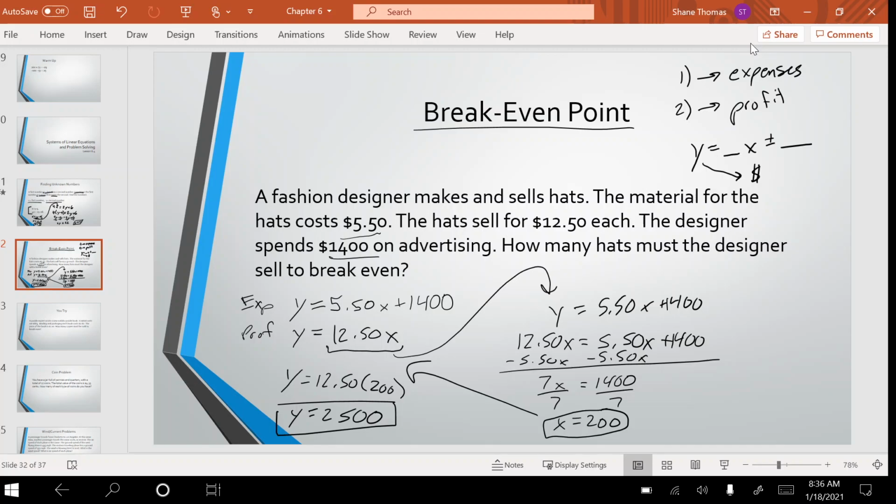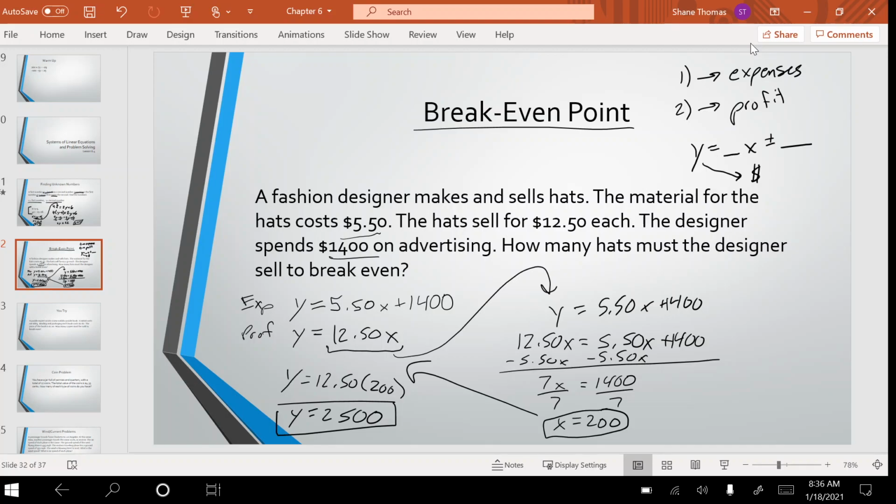So what does this mean for us? Well, x was our number of hats, correct? Y was our money, right? So this is telling me that it takes 200 hats sold for me to be at 0. So if I sell 175 hats, am I making money? No. Okay, 175 hats, I'm still in the hole. 250 hats, where am I at? I'm making money. All right, and that's what we like.